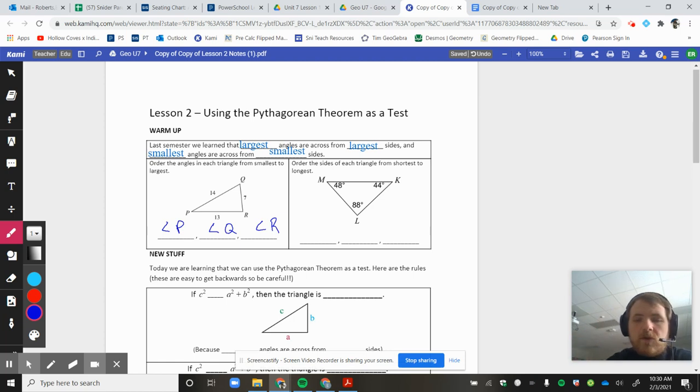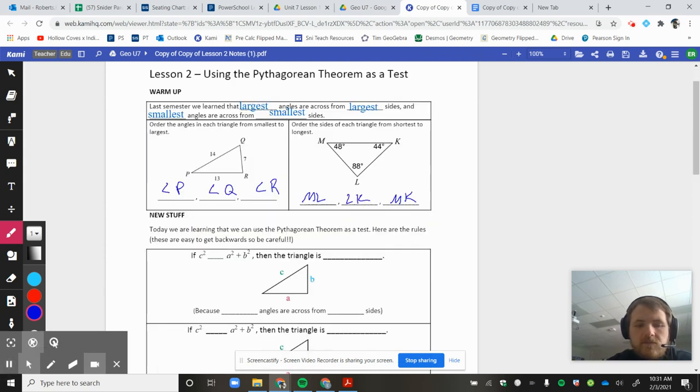The same is true if you're given the angles, so it's the shortest side to the smallest angle. So the smallest angle is K, so ML, opposite of K, is gonna be the smallest. 88 is the biggest, MK is opposite of 88, so MK has to be the biggest side, and then LK is across from the middle angle, forcing LK to be in the middle there.